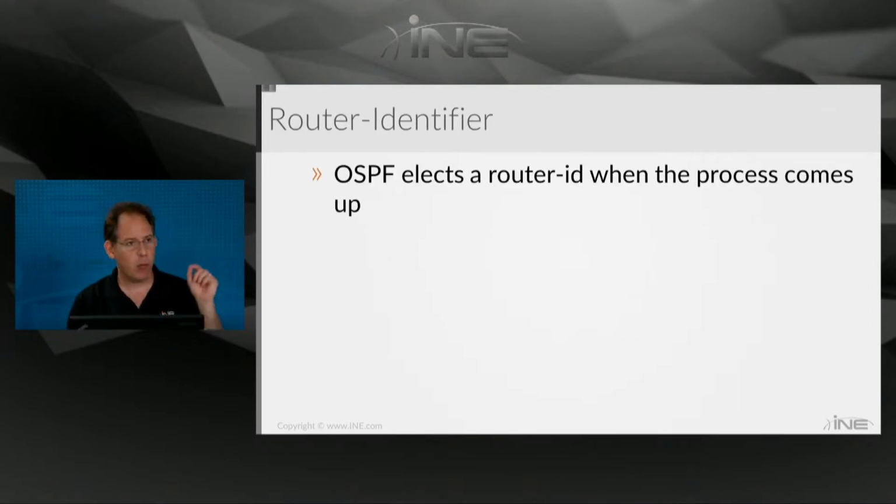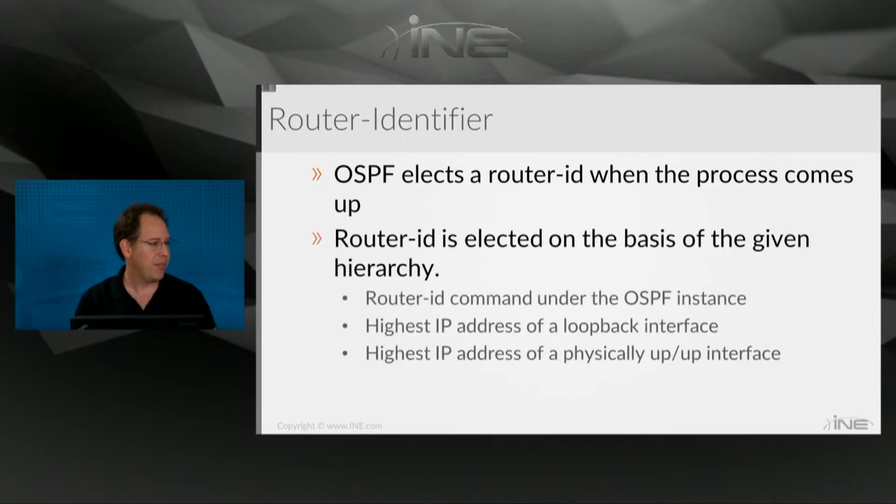So as soon as you type router ospf and then some process ID and hit enter, it elects a router ID for itself. It looks at all of its interfaces and says, I need to pull an IP address here and use that as my name, as my router ID. So what's the order? How's it going to do that? Well, number one, the first thing OSPF is going to say is, all right, under my router ospf configuration, did some human being actually type the router-id command? If they did, that's what I'll use as my router ID.